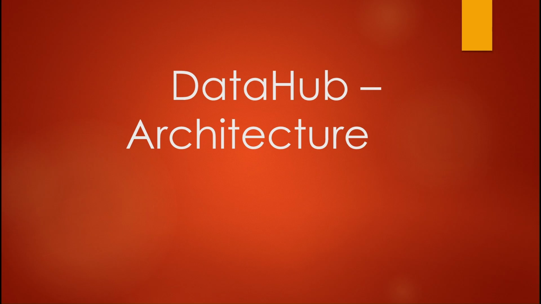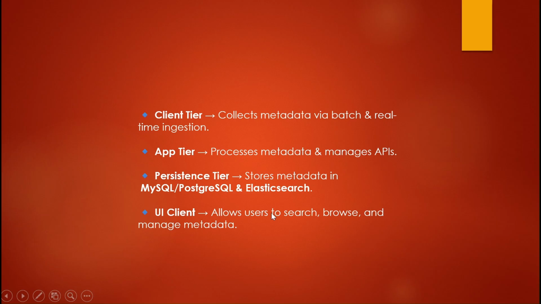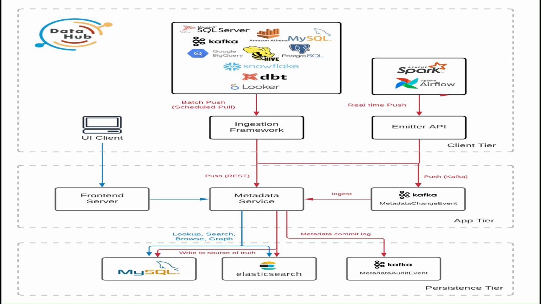Now if we come to the architecture, you can see it has tiers: a client tier, an app tier, and a persistence tier. The client tier collects metadata via batch and real-time ingestion. Batch ingestion is a pull-based model. We have databases available: SQL, MySQL, Snowflake, Hive, Postgres, DBT. Using the ingestion framework, it gets the metadata, and that metadata is sent to the app tier.